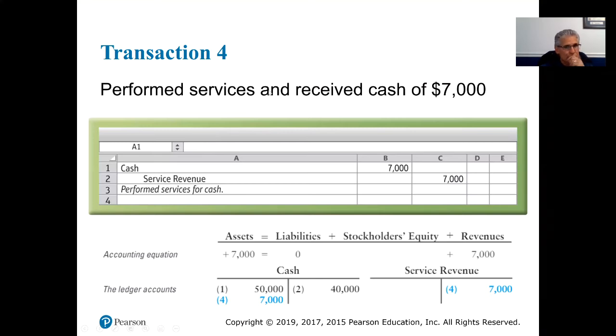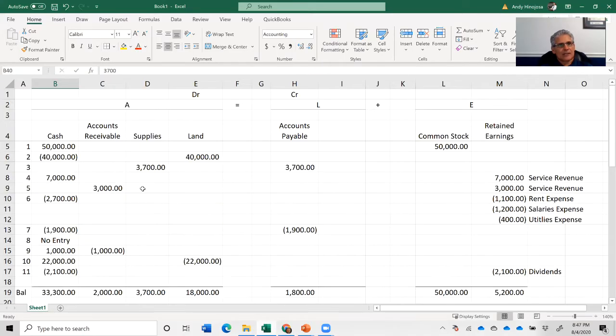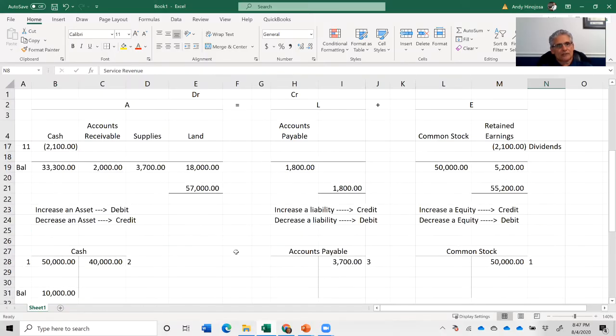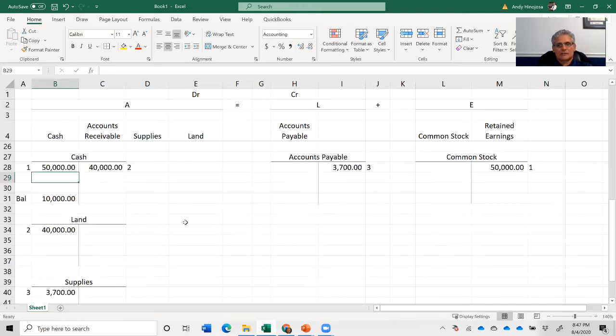Transaction 4, performs services and receives $7,000 cash. All right, let's analyze it. Transaction 4. The analysis said cash increased by 7,000 and retained earnings increased, but retained earnings is really service revenue. Retained earnings ultimately, but more specifically at this point in time, service revenue. So we're going to go ahead and create a T account. Well, we already have a T account called cash, so let's go ahead and debit the cash $7,000.